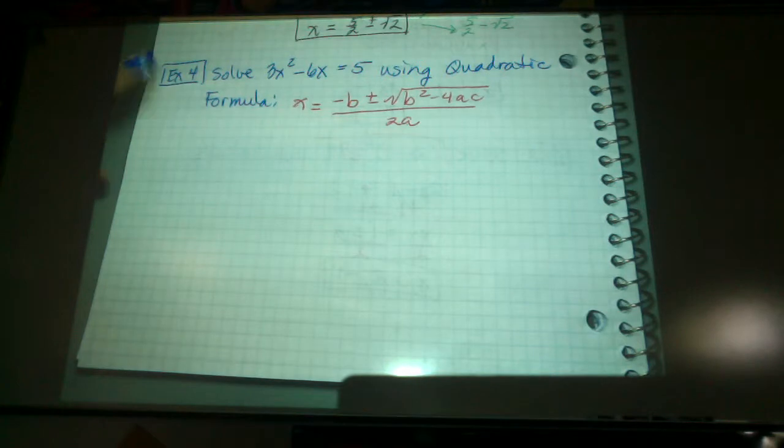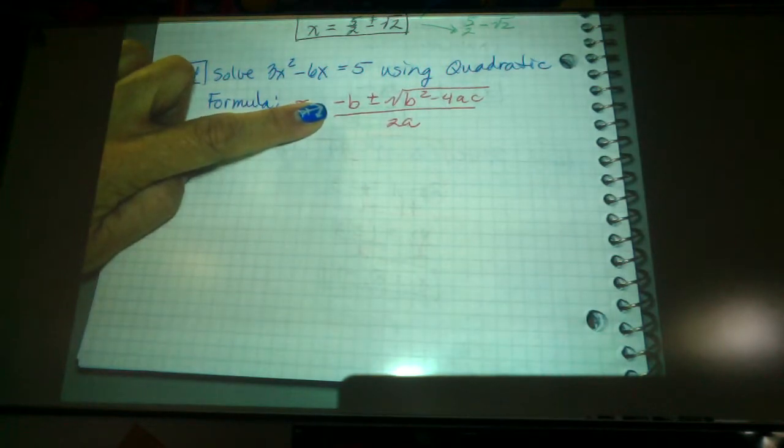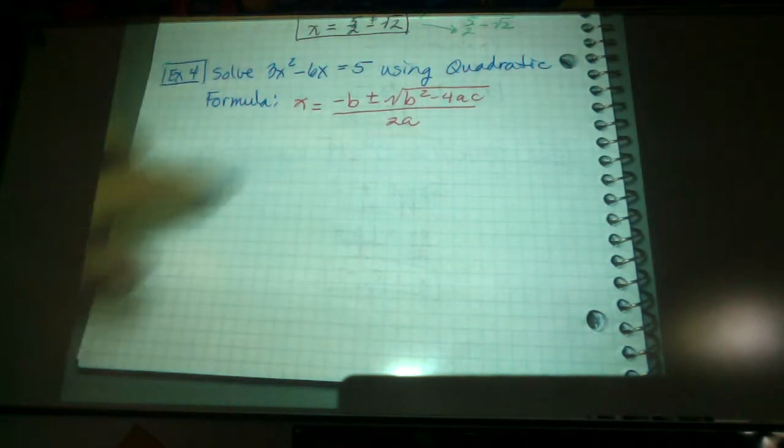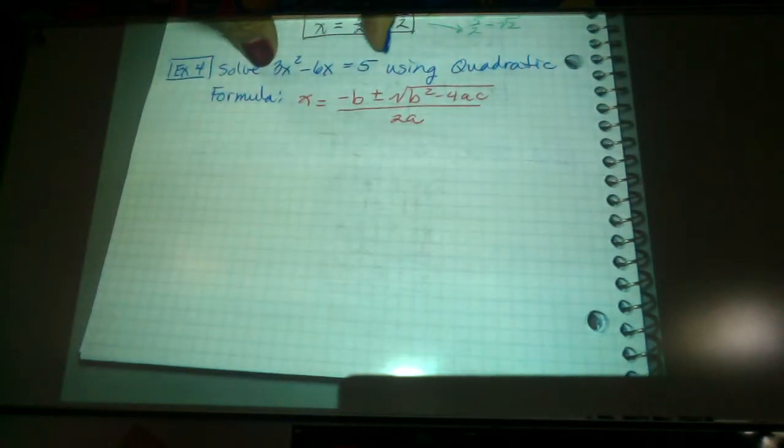Now, every YouTube video online is wrong that I found. They always say negative b. This is not negative b. It's the opposite of b. Because, as you'll see in this example, this turns out positive, not negative. So here's what we're using the quadratic formula on.